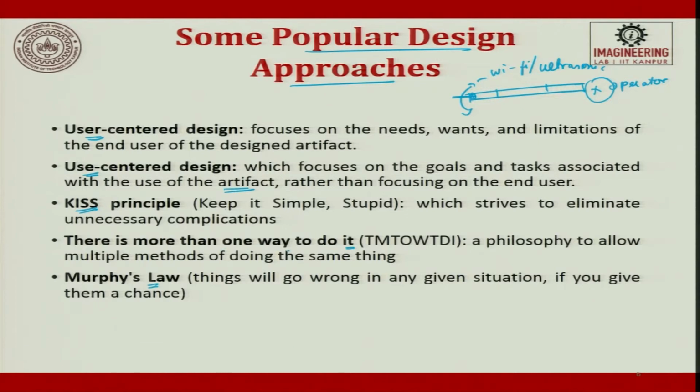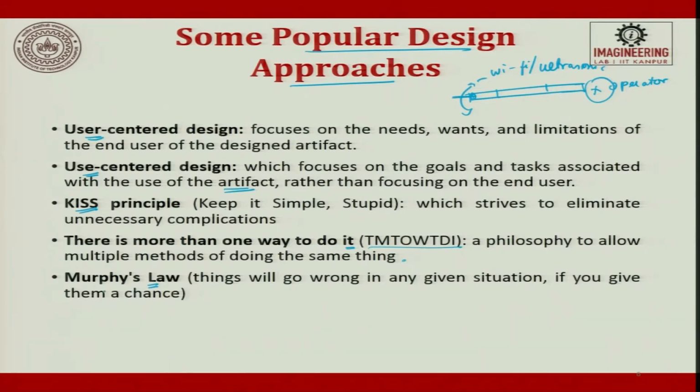There is more than one way to do it, a philosophy to allow multiple methods of doing the same thing. So, what happens is, when you try to solve the same problem through other routes, you try to figure out simpler steps and you also try to come out with an error free solution. So, that is what is used in this approach. There is more than one way to do it.